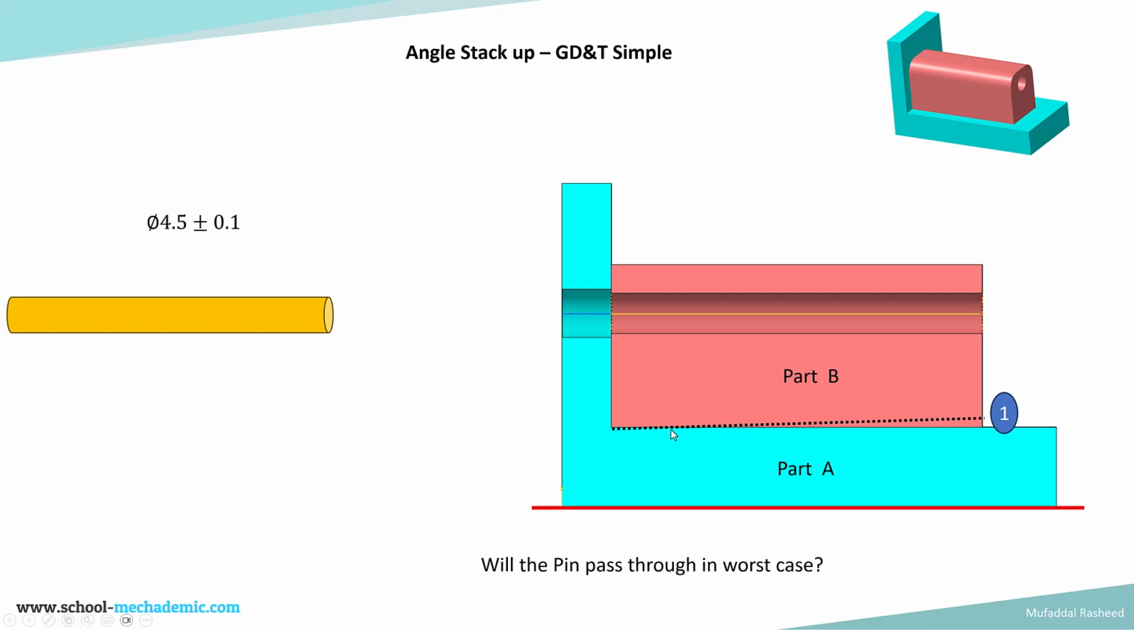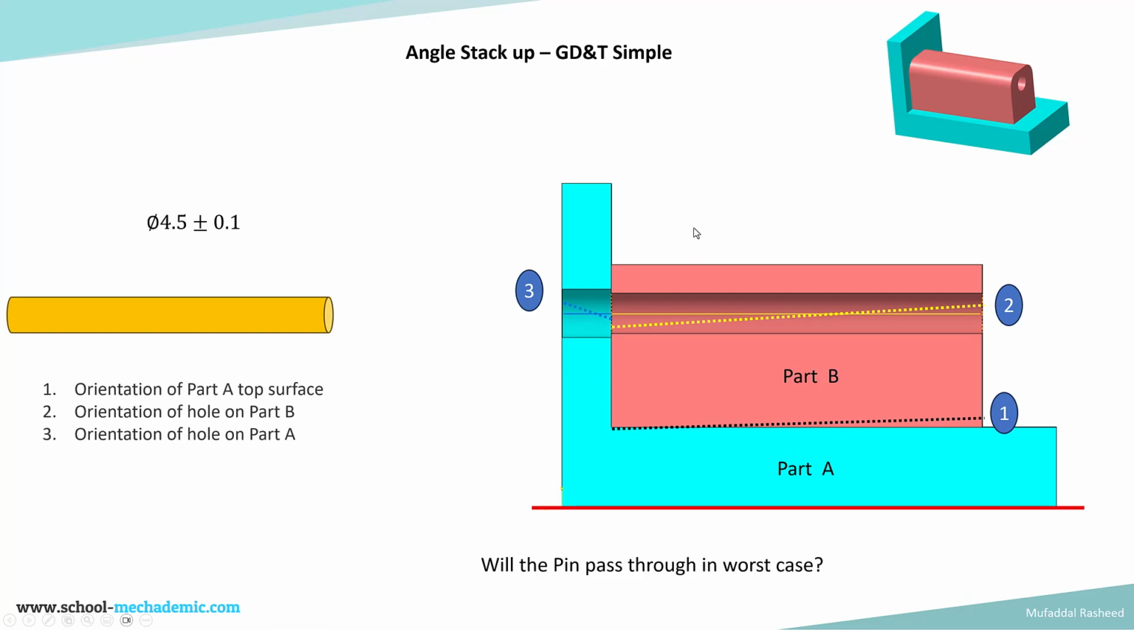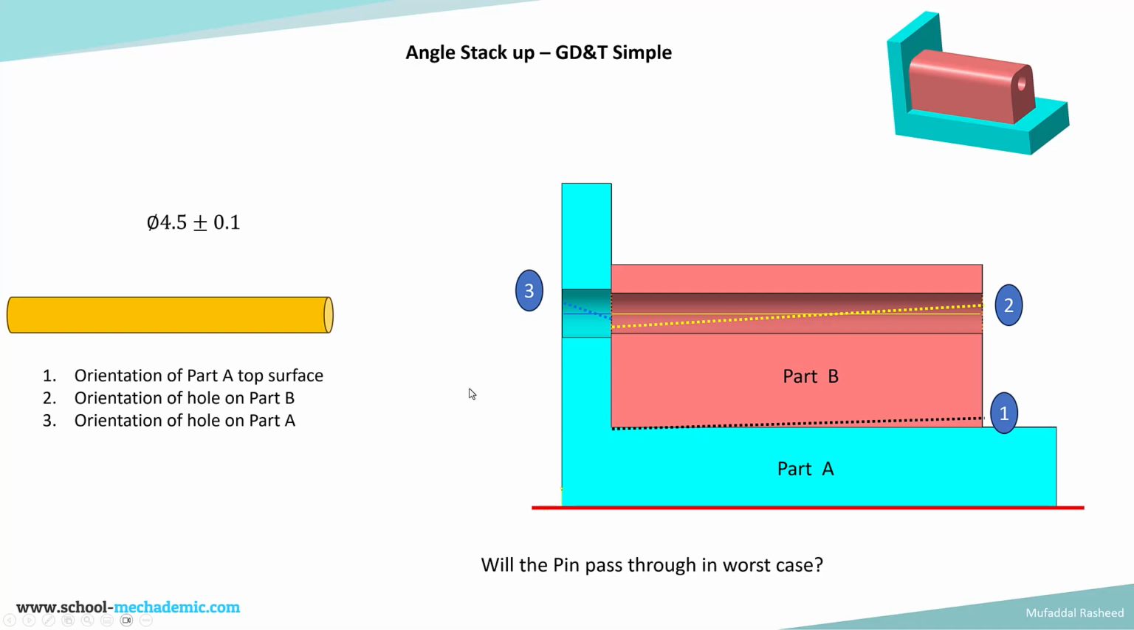So the first variation which we will consider is the variation in the orientation of the top surface of part A, which is shown over here. That is variation number 1. Variation number 2 will be the change in orientation of the axis of the hole on part B, and the third variation will be the change in orientation of the axis of the hole on part A, which is this one, the small hole. So there are three major factors which come into play, which will govern whether we will be able to insert this pin into the hole or not. First is the orientation of part A top surface, then the orientation of the hole on part B, and the orientation of the hole on part A.